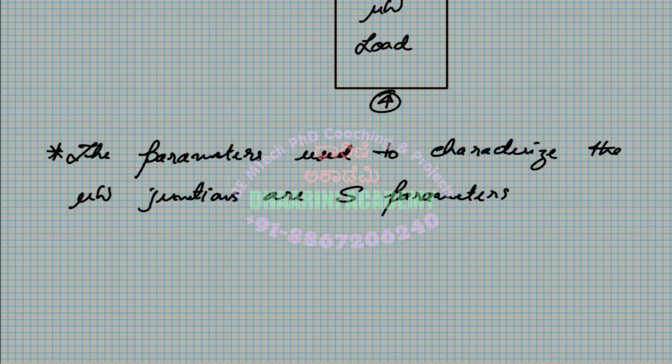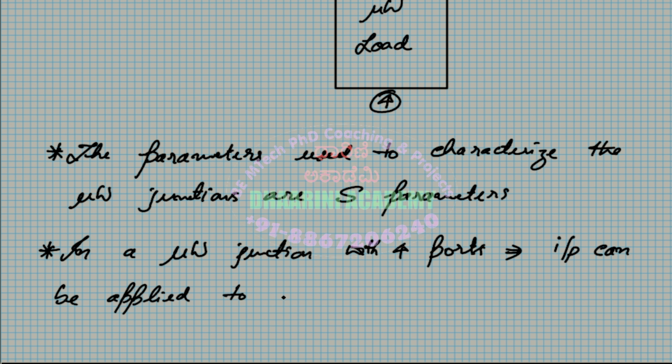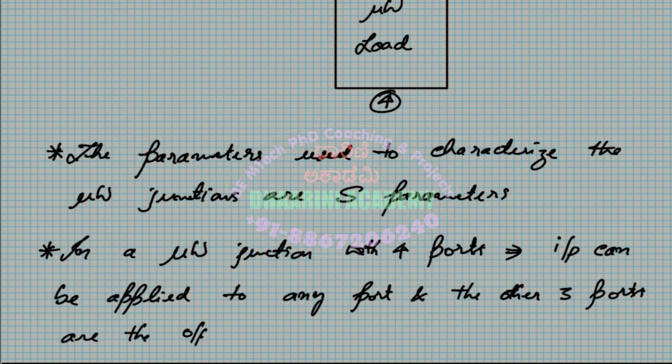So in a microwave junction with four ports, the input can be applied to any port, and the other three ports are the output ports. Now you tell me how many such combinations are possible.